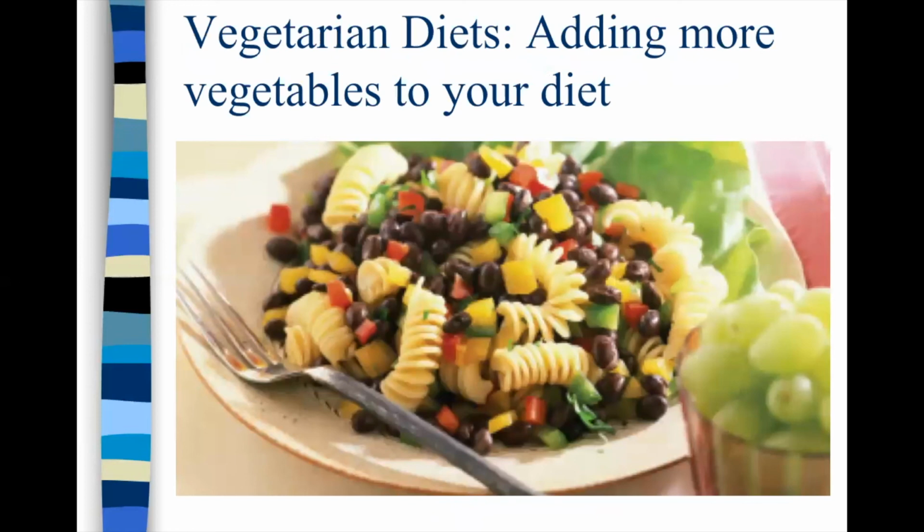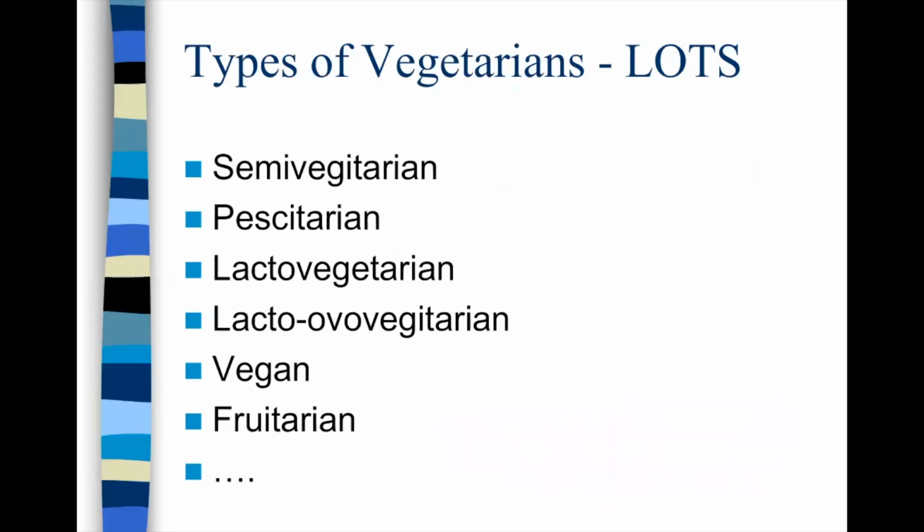Adding veggies to your diet. There are so many ways to add veggies. Here you see a simple pasta salad, but they've added yellow bell peppers, green bell peppers, red bell peppers, beans, corn, and it's just full of vegetables, fiber, and color. Types of vegetarians, you can read about these more in your book. Like I said, there's a very big spectrum.